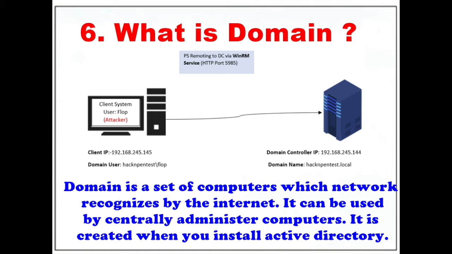Sixth question, what is a domain? A domain is a set of computers on a network recognized by the internet. It can be used by centrally administered computers. It is created when you install Active Directory.